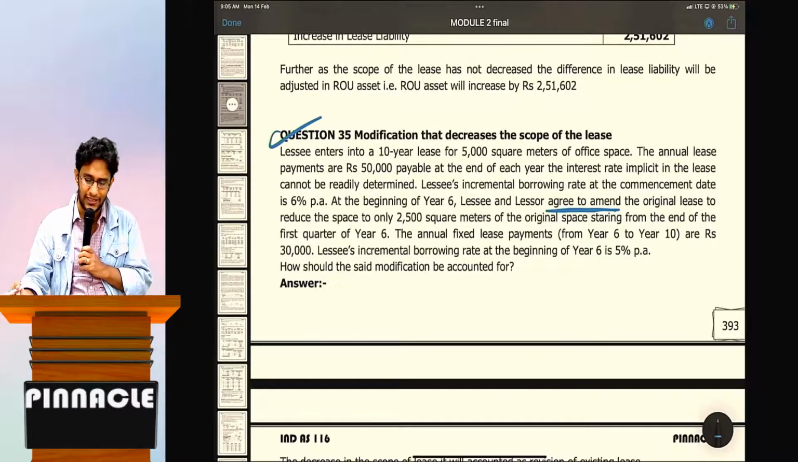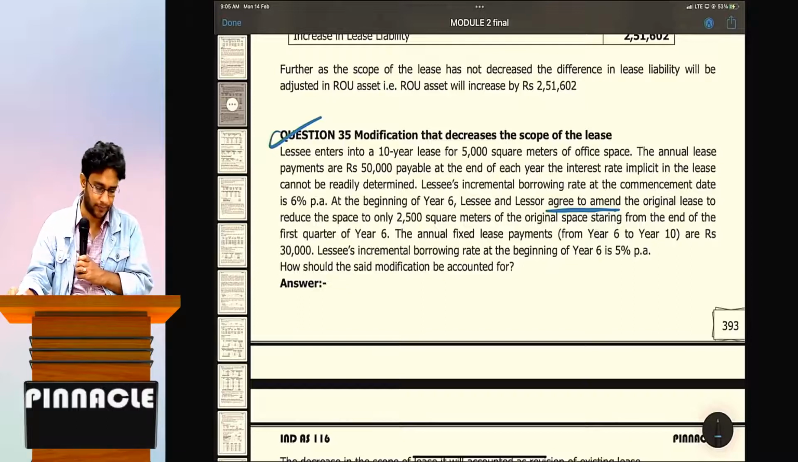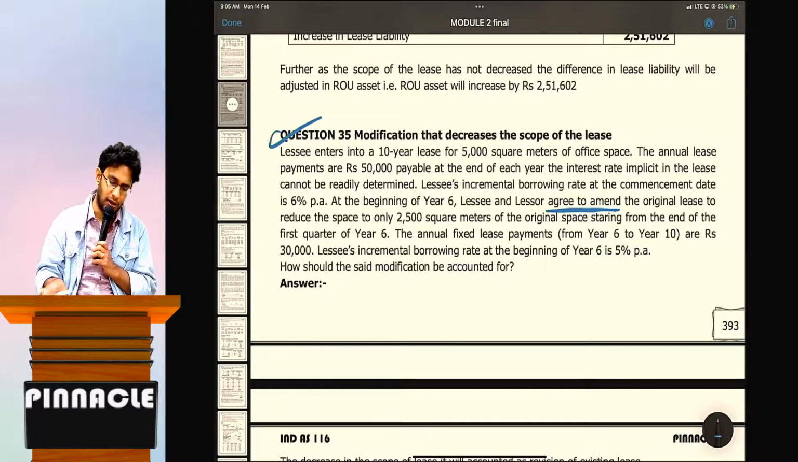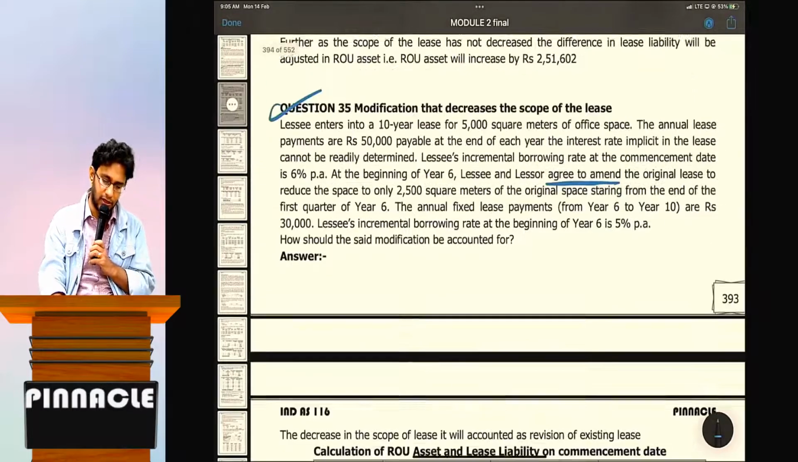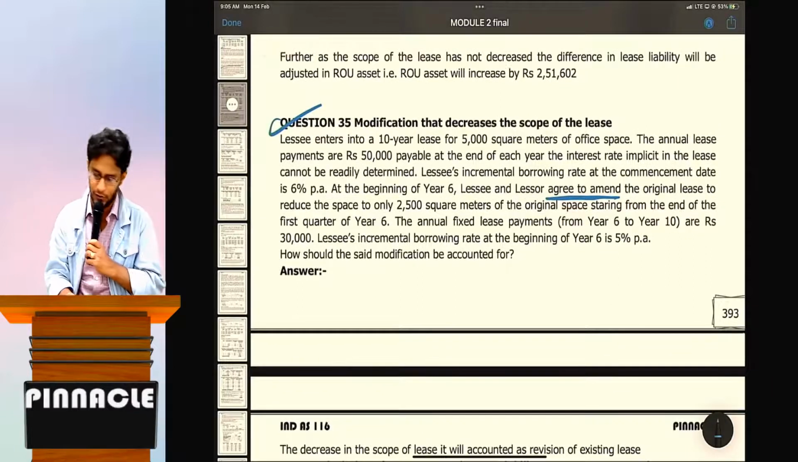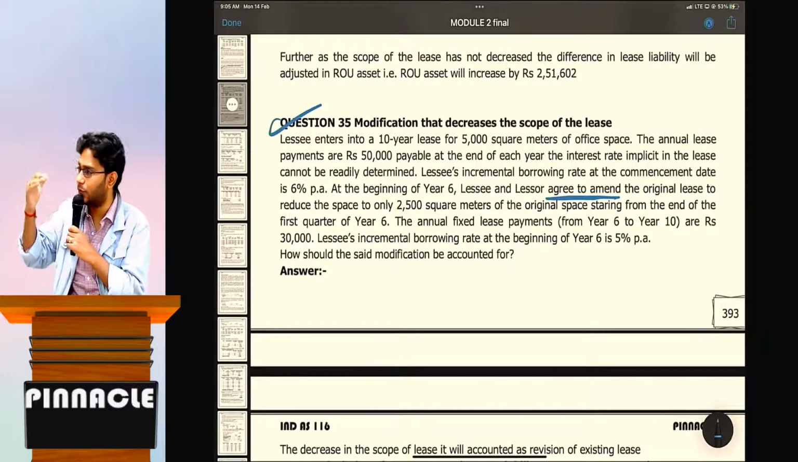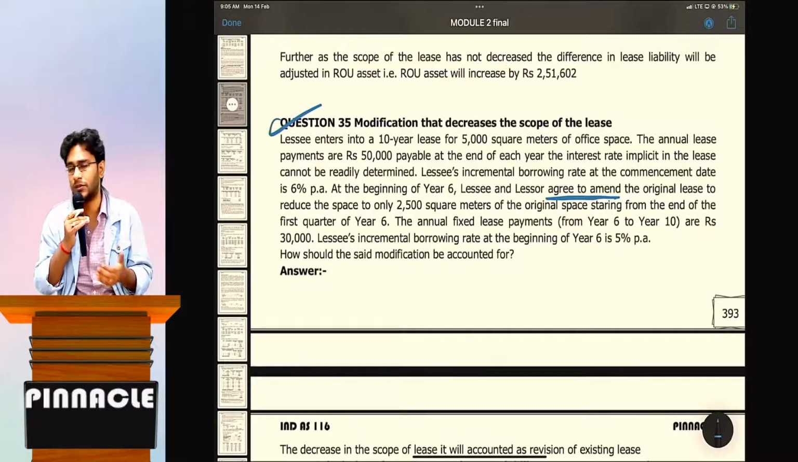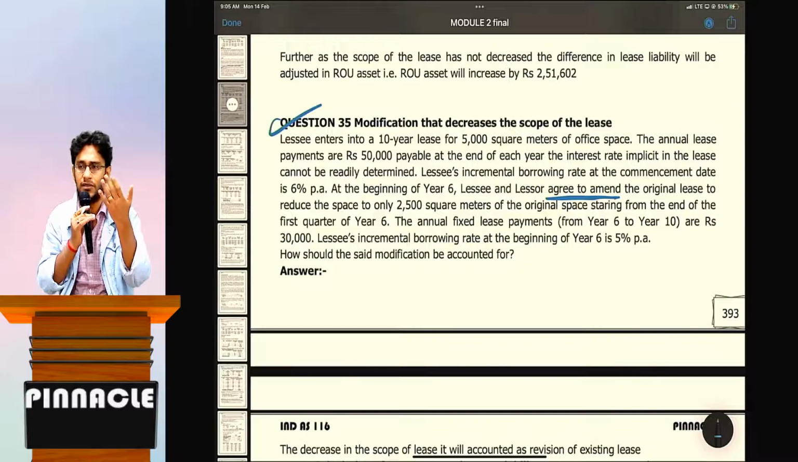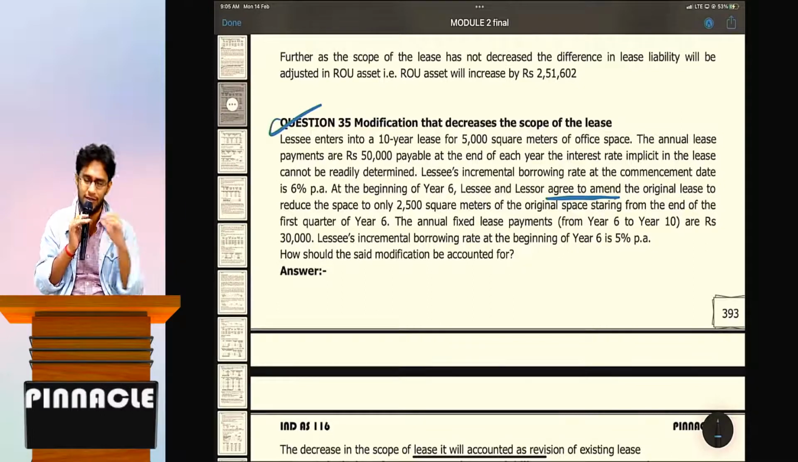The annual fixed lease payments from year 6 to year 10 are 30,000 rupees. So reduction is there, sir. Lessee's IBR at the beginning of year 6 is 5% per annum. How should the said modification be accounted for? Chalo sir, let's start. This is very clearly a decrease in the scope. So first work out the carrying amounts up to the date of modification, thereafter step 1, 2, 3, 4 you have to apply there. Easy only.